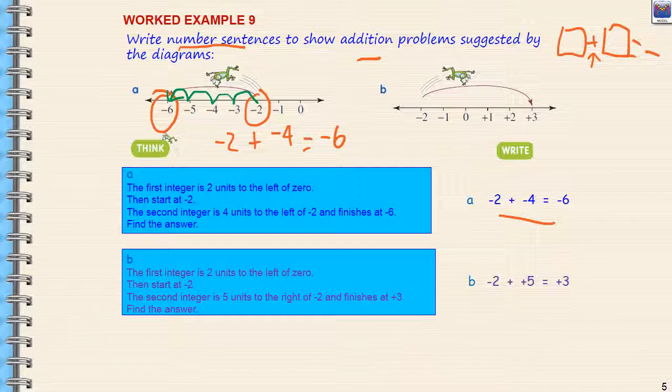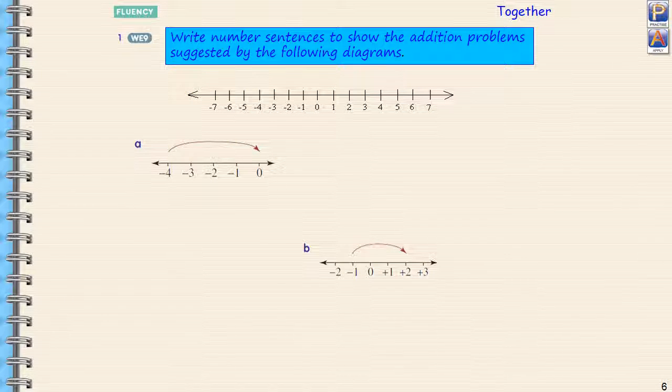Let's try the other one. We're starting at -2, so we've written that down, plus, now how far did we go? Well, we went up 1, 2, 3, 4, 5 steps. So that's -2 plus +5 equals +3. Let's try some more.